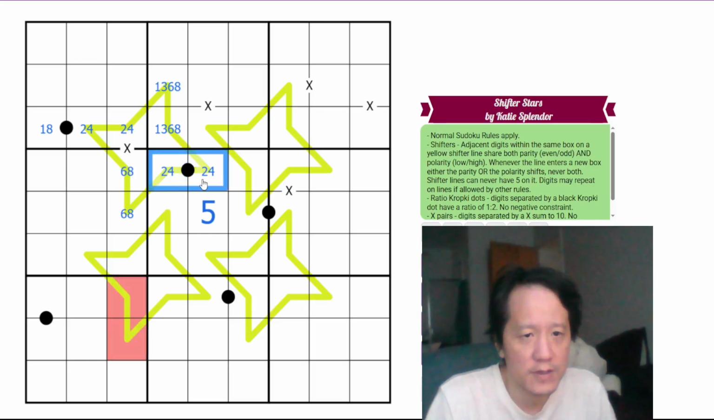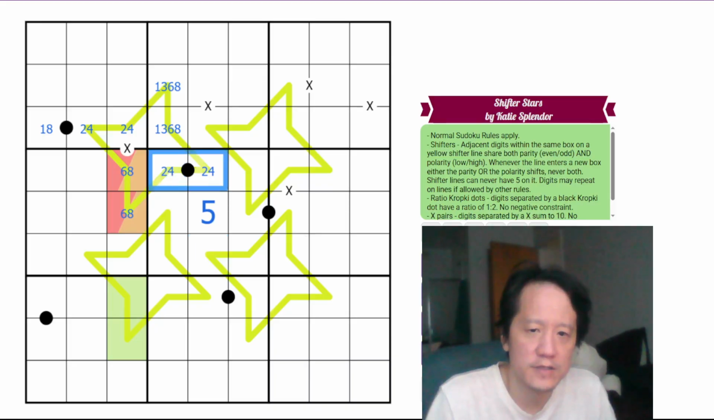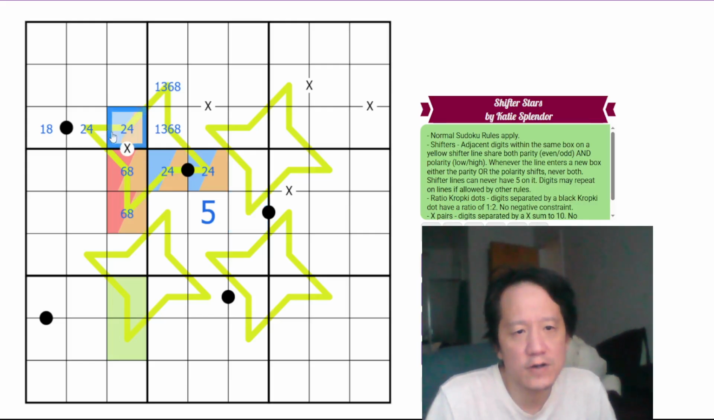Maybe, yeah. I'm going to mark evens as orange and odds as green. So this is even high. This is low even. This is even low, even low. This is odd, and we don't know which one it is, though. So this is 1, 3, 7, 9.